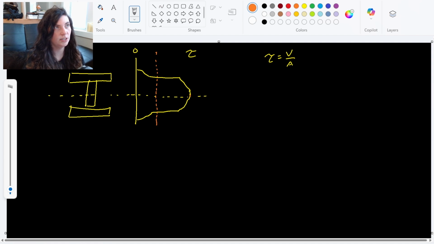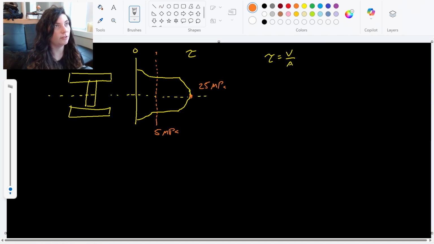Say we have a maximum of 25 megapascals, but when I calculate this, I only get 5 megapascals for the average shear stress. We would be pretty significantly under designing this thing if our max shear stress for the beam is actually 5 times greater than the average. So that's why we would want to look for the exact shear stress.